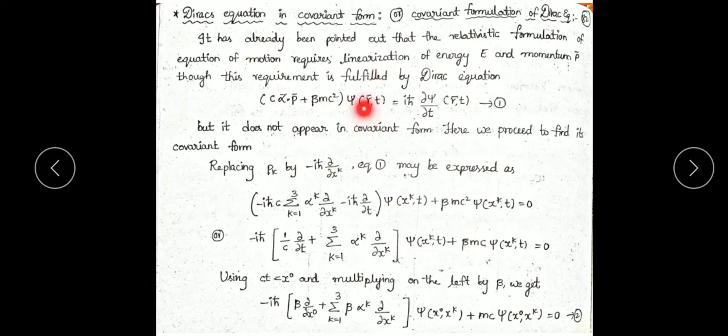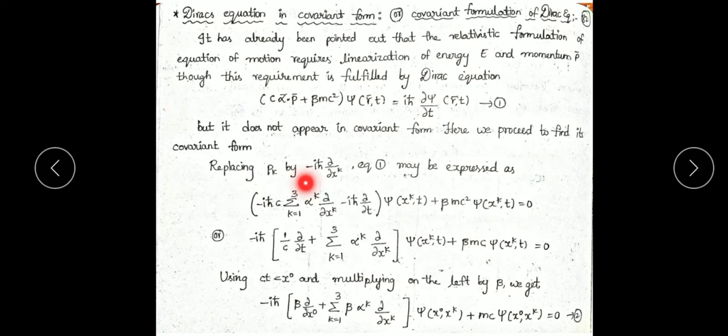Here it is not appearing in covariant form because this is a position term, which deals with position coordinates, that is space, but this is a time coordinate. So it seems as if there are two different coordinates. The wave function depends on two separate coordinates. So now we want to find it in a covariant form. This could be done as follows.